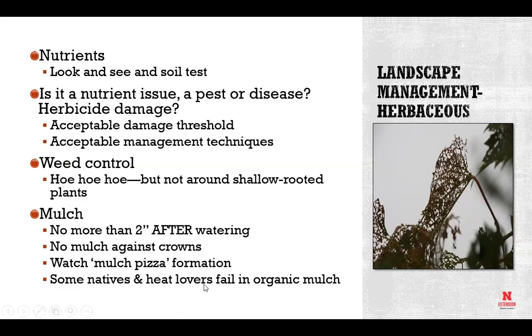Cypress mulch, avoid it if at all possible, because cypress mulch is actually harvested from old growth cypress and they are not regenerating. So don't.